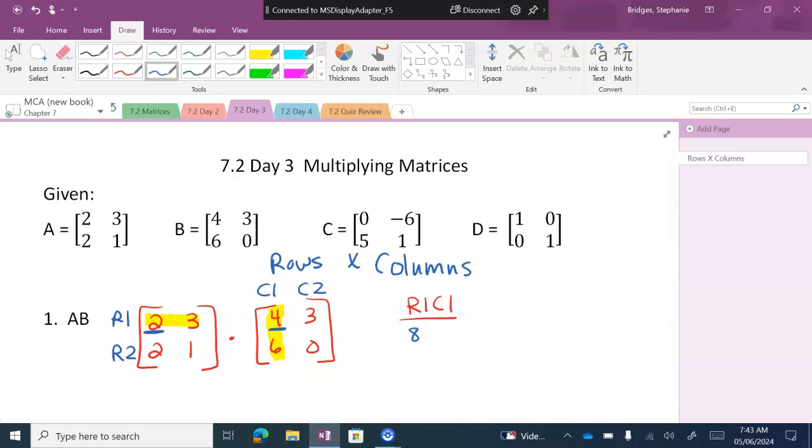But we have a second number in the first row and we have a second number in the first column. So I'm going to multiply those 2 as well. So I'm going to multiply the 3 times the 6. What's 3 times 6? 18. Okay, so I'm going to put plus 18 here.